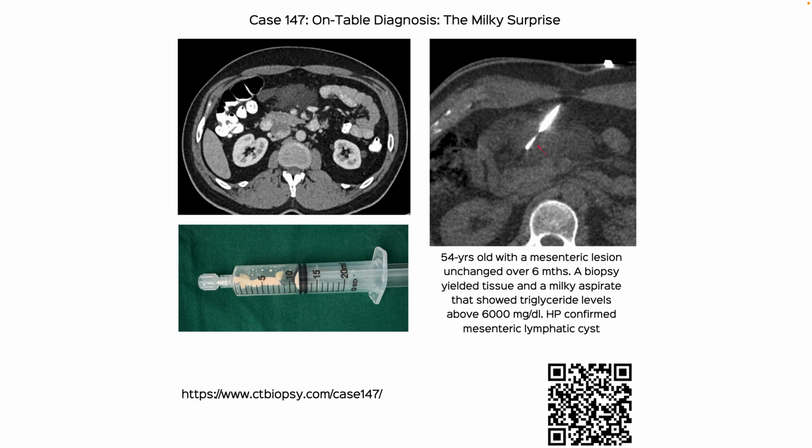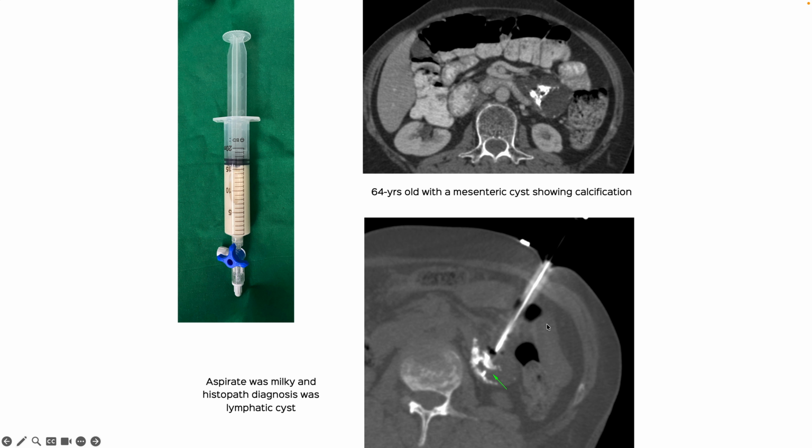I have two other similar cases in the past, but both of those were mesenteric, which I think is a commoner location for these lesions. And if you want, you can go through that. This was in ctbiopsy.com, because again, the diagnosis was established on the basis of the lymph that was picked up, and the triglyceride levels were high. But here I had histopath material that confirmed that this was a lymphatic cyst.